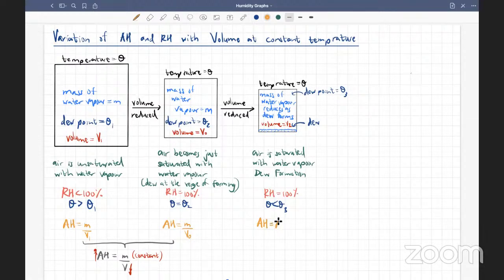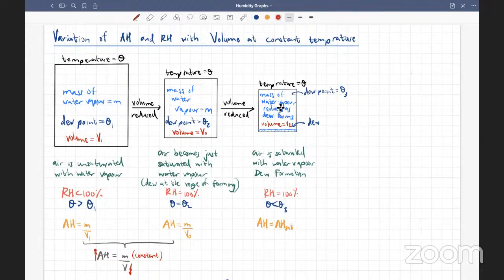AH is equal to AH what? Saturated now. AH is equal to AH saturated. AH saturated is constant. It will not change as long as temperature is constant. Do you understand that? Now I know you have some questions because we have reduced the volume, true, but M also has reduced. Both M and V have reduced. AH is equal to AH saturated.